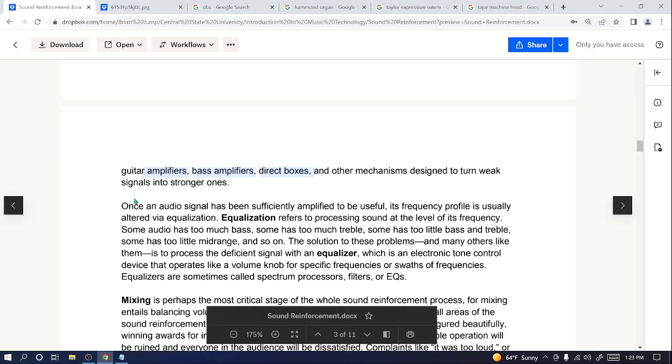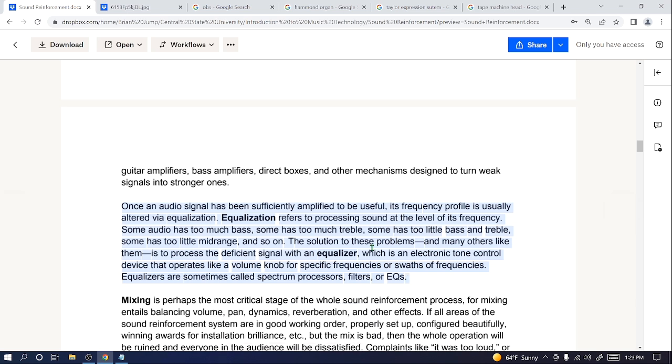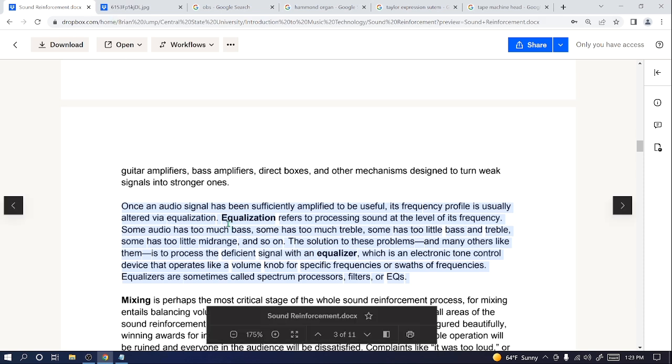Always ask and answer those questions for yourself in the realm of sound reinforcement. Okay, and then once we have our sound, our analog audio converted to nice strong line level, then we set about the normal aspects of signal processing, and of course equalization figures prominently there.